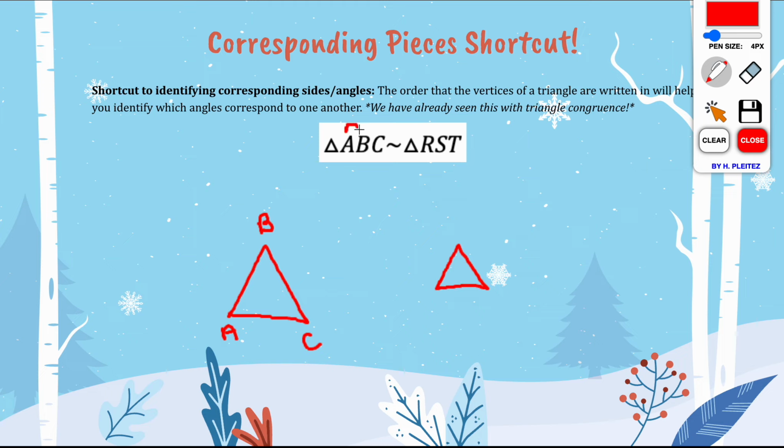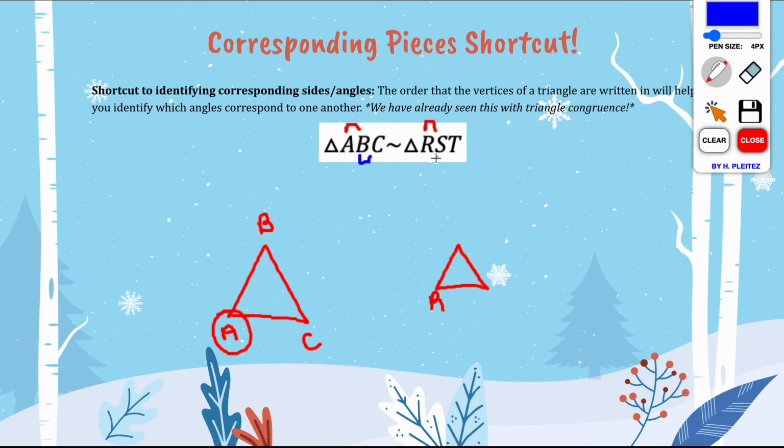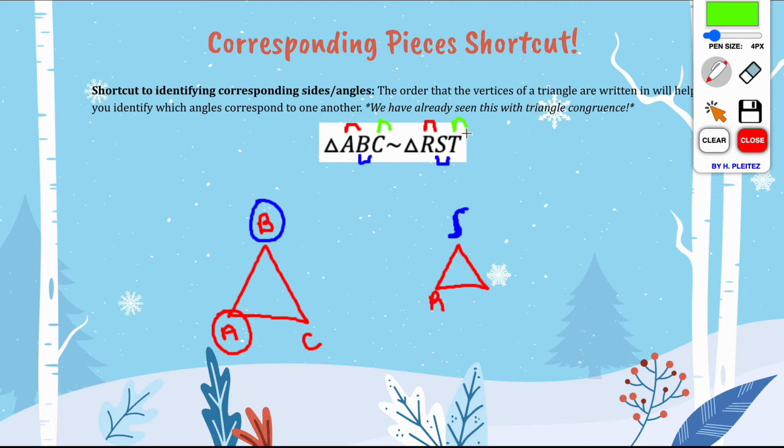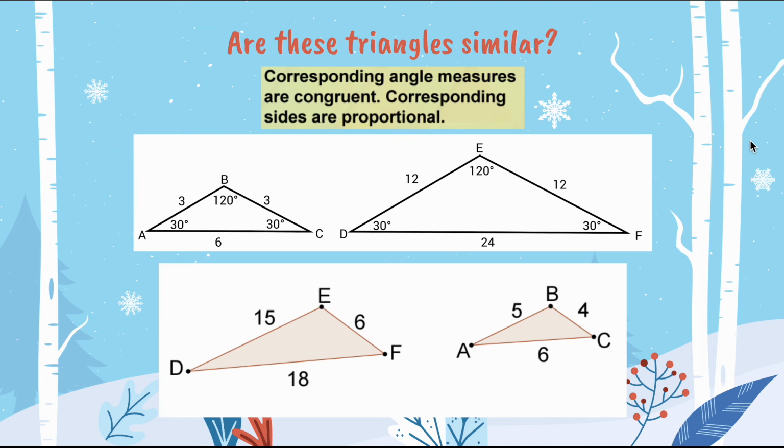So since A and R both come first, I know they go together. So since A is in the bottom left, R needs to also be in the bottom left. B and S both come second, so I know they go together. And then last but not least, we have C and T corresponding to one another. So this can help us identify congruent angles and also make those proportions of our corresponding sides. So are these triangles similar?